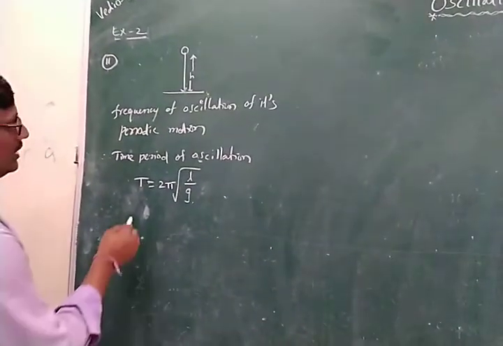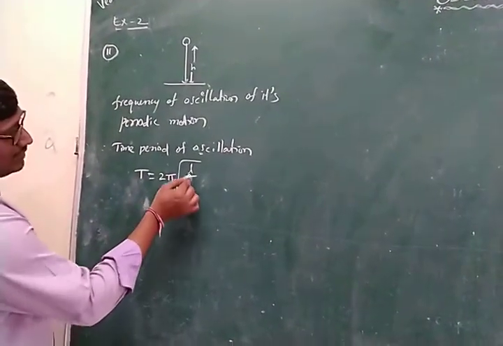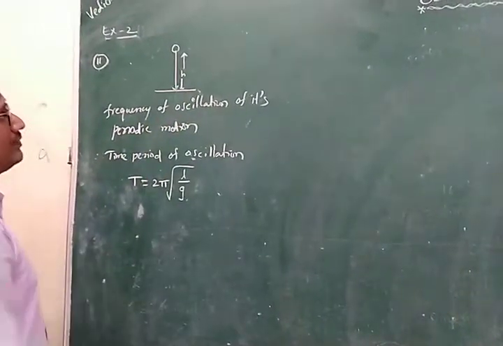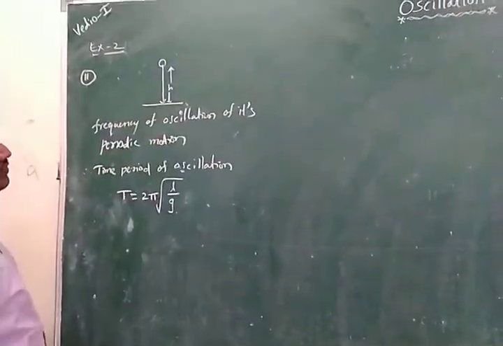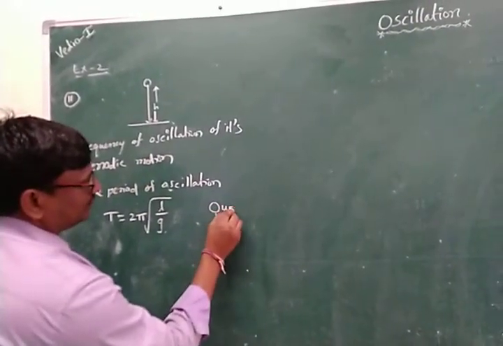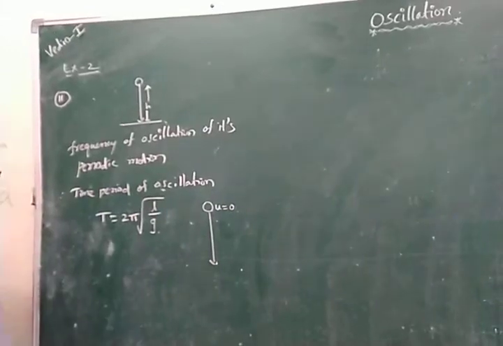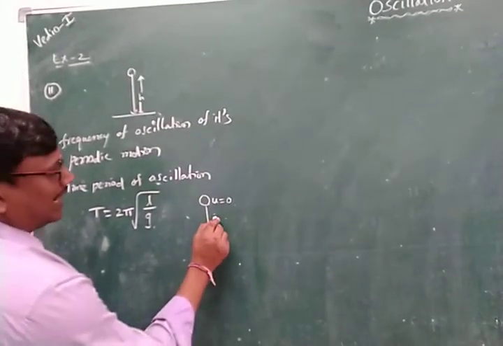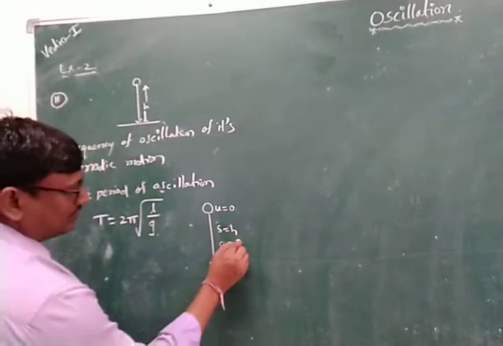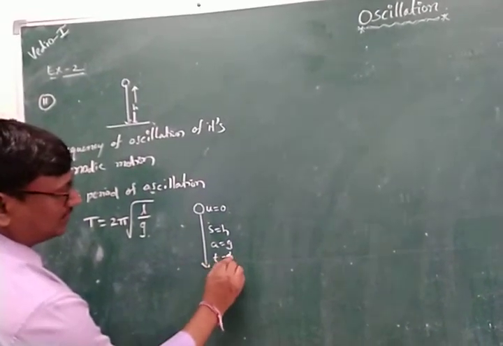First of all, we can find the L. We can find it when the body is dropped onto the floor. The initial velocity u is equal to 0, and s is equal to h, the displacement. a is equal to g, and time is t.